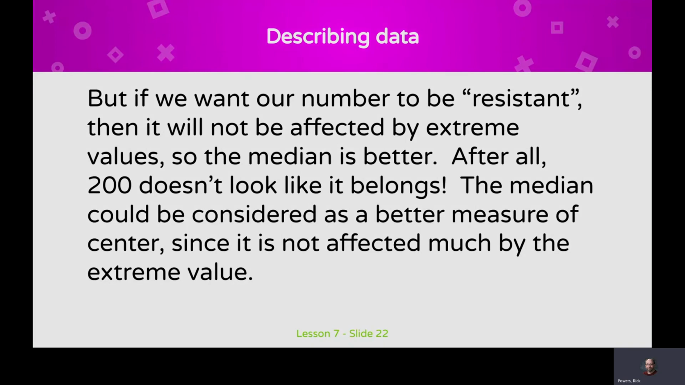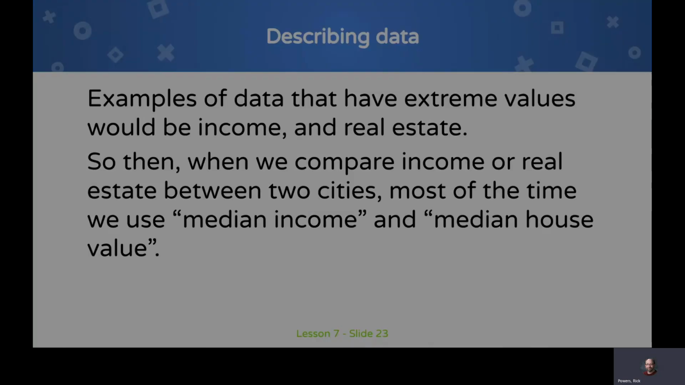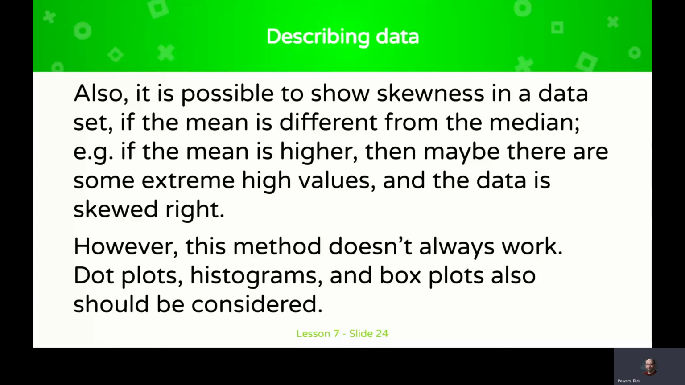Examples of data that have extreme values would be income and real estate. So then when we compare income or real estate between two cities, most of the time we use median income and median house value. Also, it is possible to show skewness in a data set if the mean is different from the median. That is, if the mean is higher, then maybe there are some extreme high values and the data is skewed to the right. However, this method doesn't always work. Dot plots, histograms, and box plots also should be considered.